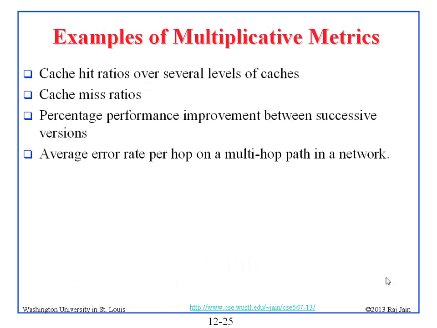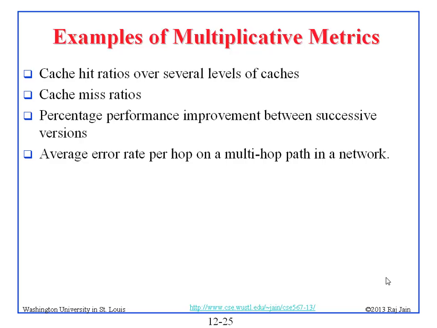So multiplicative means are very common in computer science, believe it or not. For example, cache hit ratios. You have level 1 cache, level 2 cache, level 3 cache, different levels, and they all multiply. Cache miss ratios, same thing, hit ratios and miss ratios. Percentage performance improvement between successive versions.